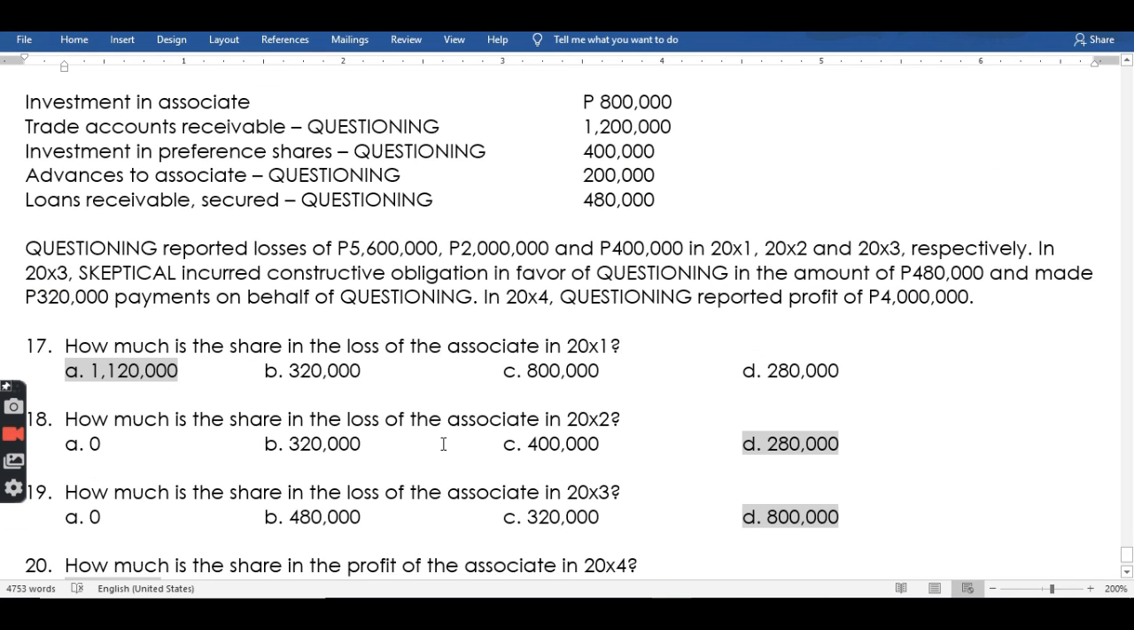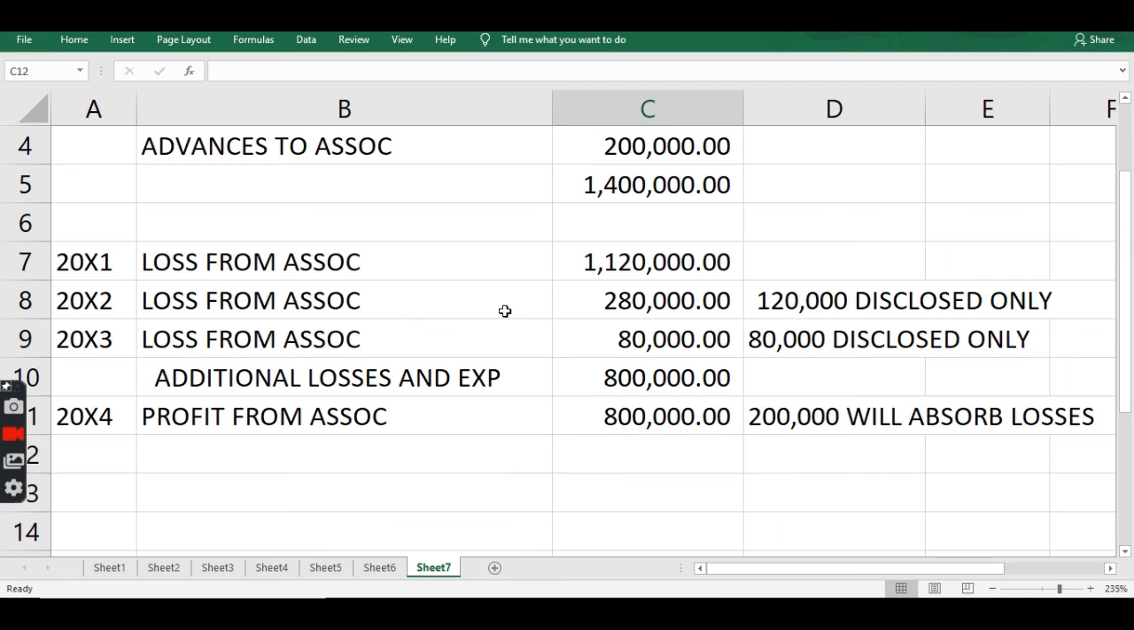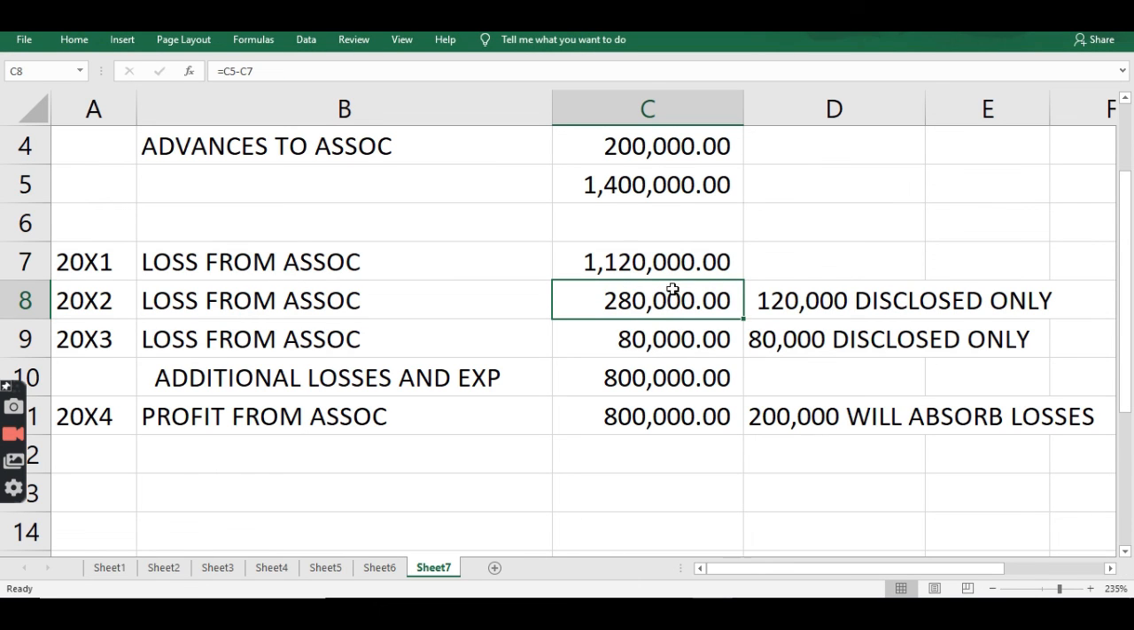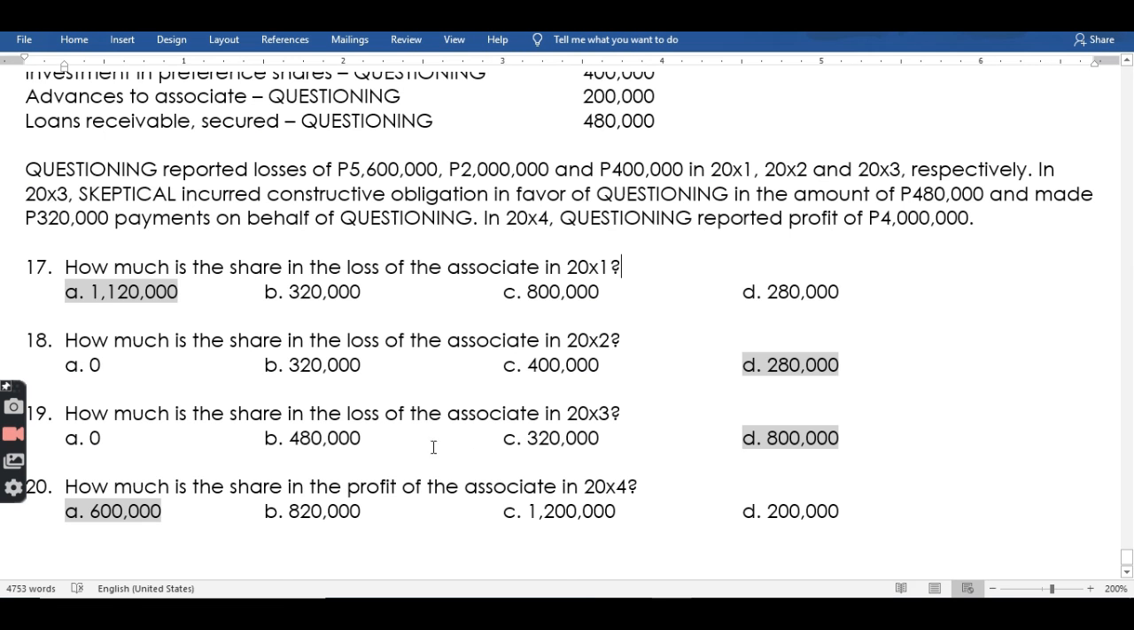So, anyway, moving on. First question, how much is the share in the loss of the associate in 20x1? Ang sagot natin dito ay 1,120,000. That's going to be letter A. Next question, how much is the share in the loss of the associate in 20x2? Ang sagot ay 280 lang kasi hindi na natin pwedeng i-absorb yung additional 120,000 kasi hanggang 1,400,000 lang yung ating interest. Okay? So, 120 yung disclose lang, 280 lang ang pwedeng ma-absorb kaya 280 lang sagot natin dito.